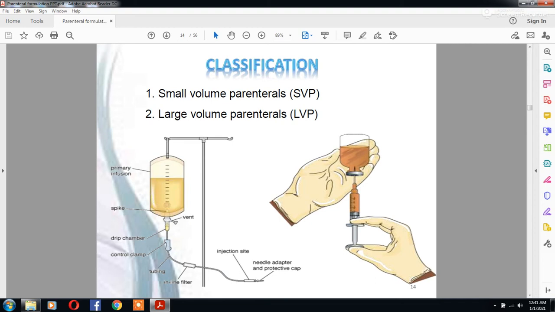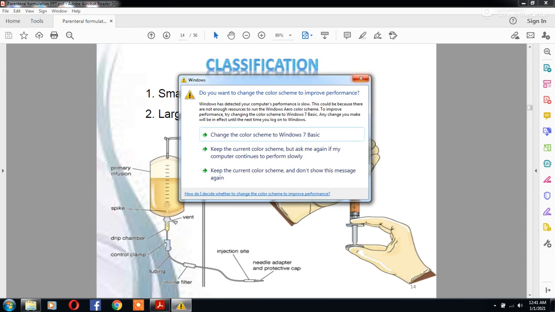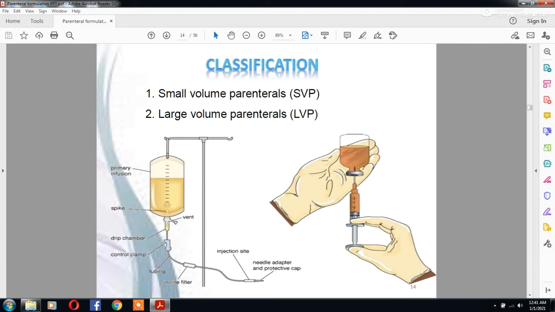Now come toward the classification of parenteral dosage forms. It can be divided into two. The first one is small volume parenterals, which can be represented by capital letters, SVP, and the second one is large volume parenterals, LVP. You can see here, this is large volume parenterals, and this one is the small volume parenterals. You can see here the overall procedures which are already given.